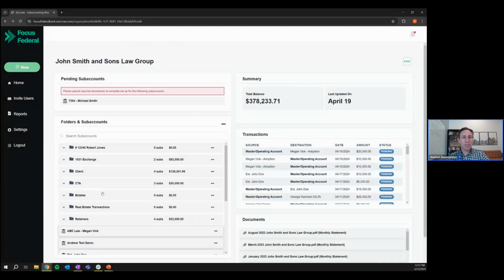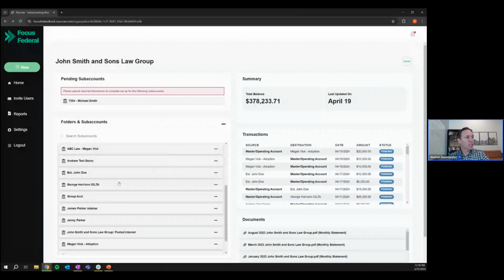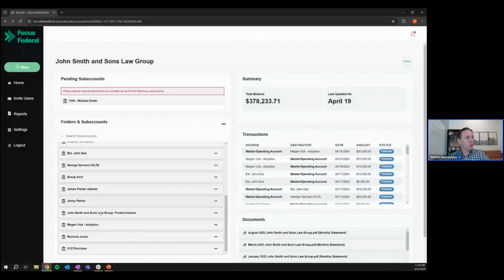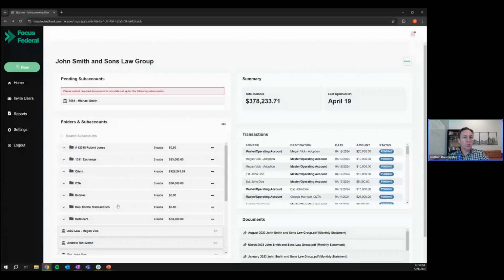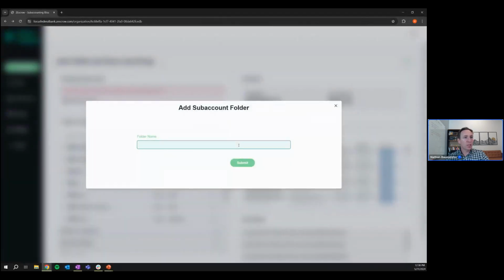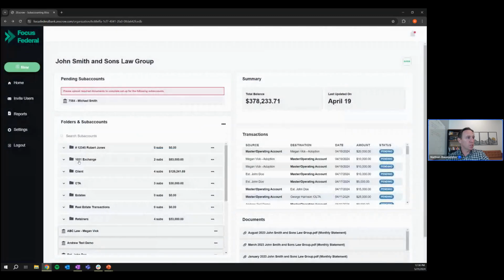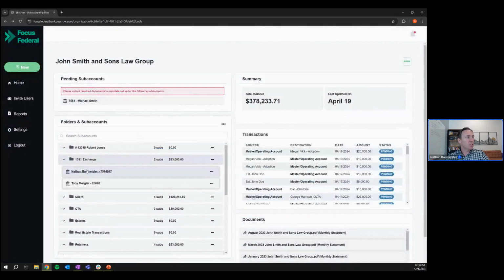Here's where they can actually manage the sub accounts themselves. You'll see here we have a bunch of different folders that are set up. So if a firm doesn't have a lot of accounts, they don't need to use folders. They could just have individual sub accounts. But when they do have quite a few of them, or they have multiple people using them, they might want to create different folders. This is something that they have complete and total control of. They can create any folders they want, name them whatever they want to create that organization.